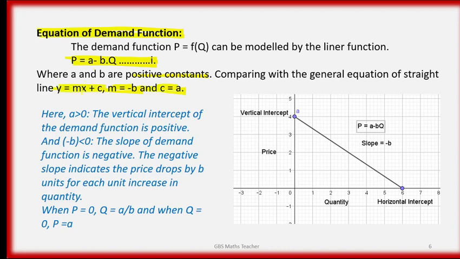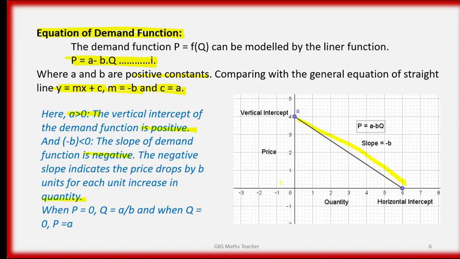So comparing with this, we get the slope is minus b. Here from the graph itself you will see that the slope is negative. Here a is greater than 0, so the vertical intercept of the demand function is positive. Since b is positive, minus b is less than 0, so the slope of the demand function is negative. The negative slope indicates the price drops by b units for each unit increase in quantity.